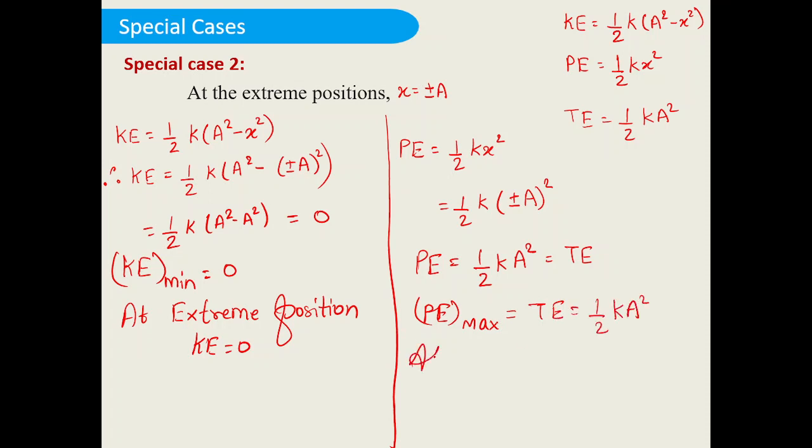So I can say at extreme position, potential energy is maximum. So I can say kinetic energy is minimum at extreme position while the potential energy is maximum at the extreme position.